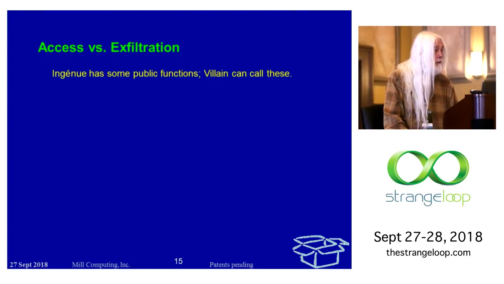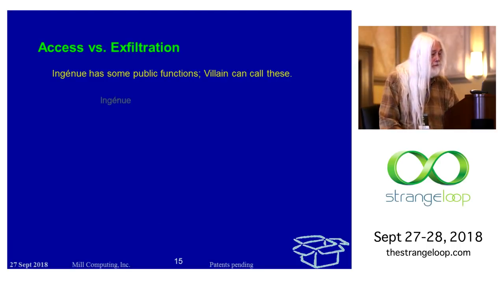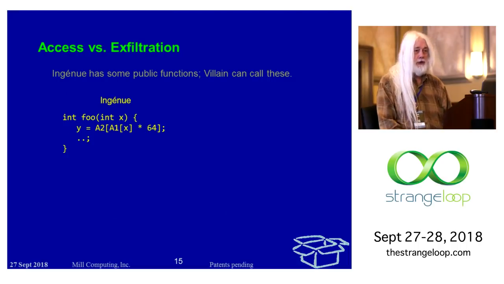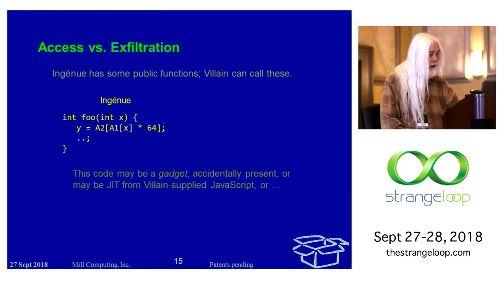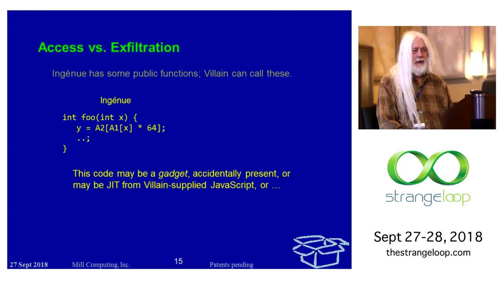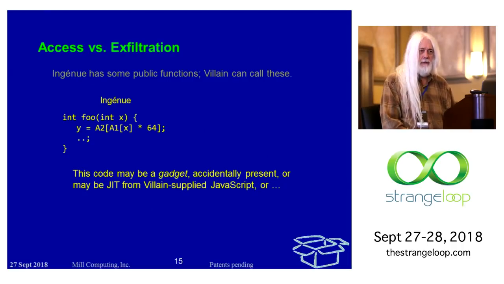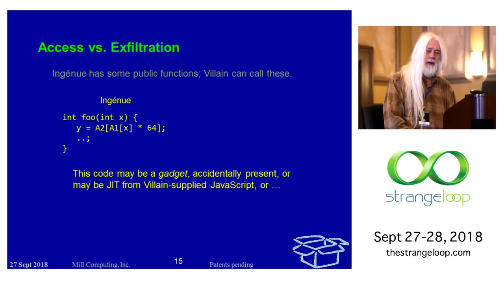We'll assume that the ingenue has some public functions that the villain can call. So, for example, let's assume that this is a public function in the ingenue's code. Now, this code may be a fragment of a normal piece of code that does something completely different. Those things are called gadgets. As a point of historical interest, the plutonium or uranium core inside the atomic bombs dropped on Japan was known by the people in the Manhattan Project as a gadget. And whether there is any historical connection to the use of an exploit gadget in our context, I don't know, but it is interesting. The code may come from a JIT, it may be just something there, doesn't really matter.